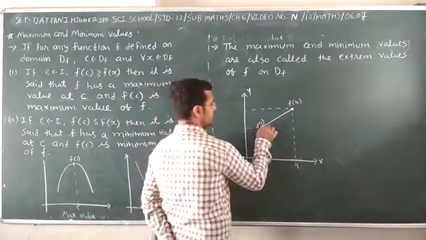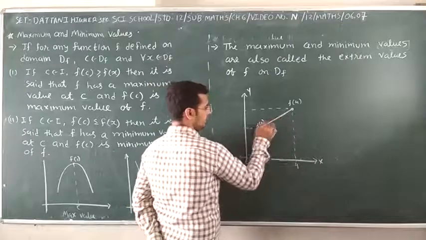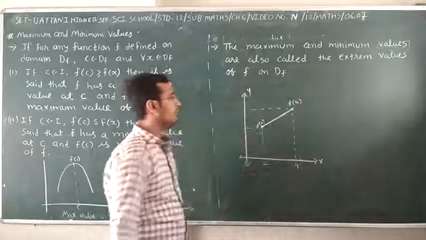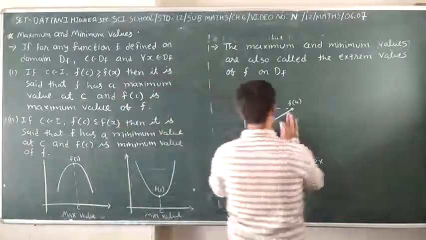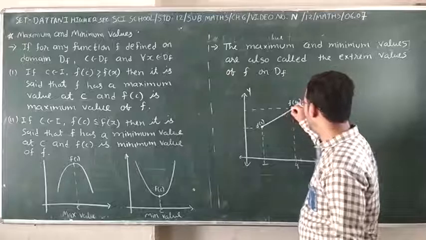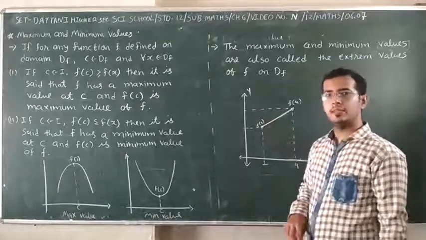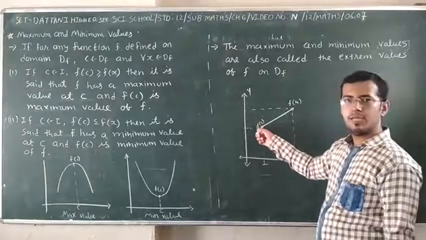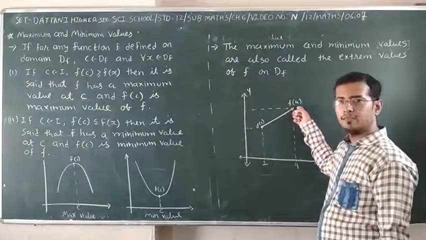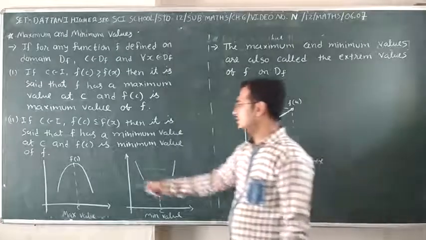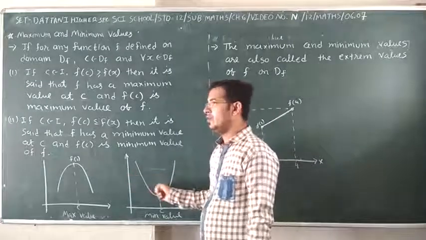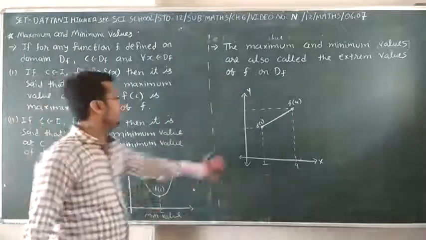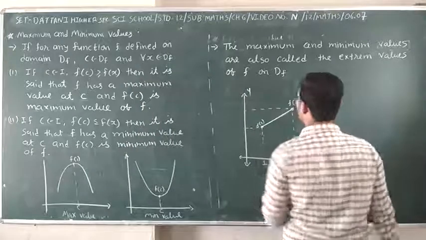It shows that it is a line, from f of 1 to f of 4. In this type of graph the line stops here, so we can decide both the maximum and minimum values. At 1, f of 1 gives the minimum value and here the maximum value. If the graph is like the earlier ones, then we can decide only one value, either maximum or minimum. But here we find both values.